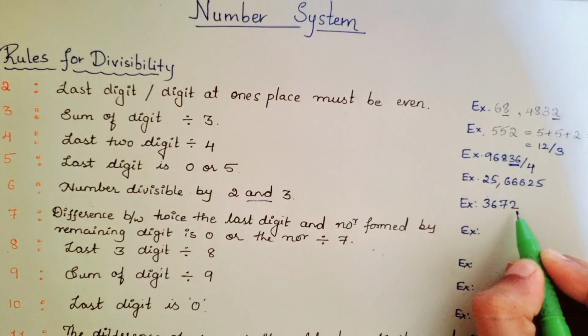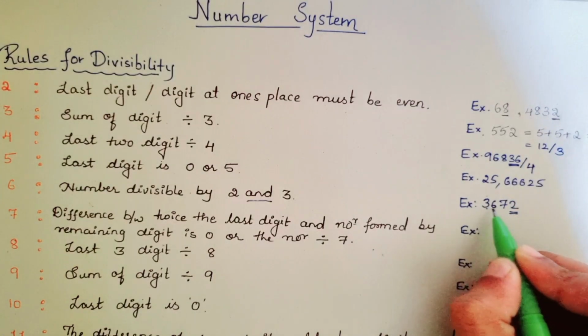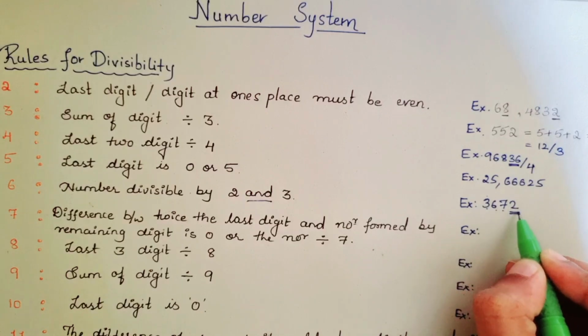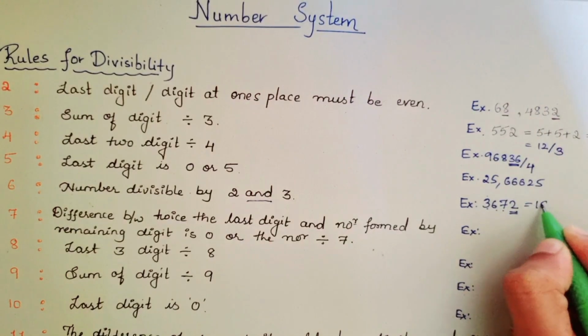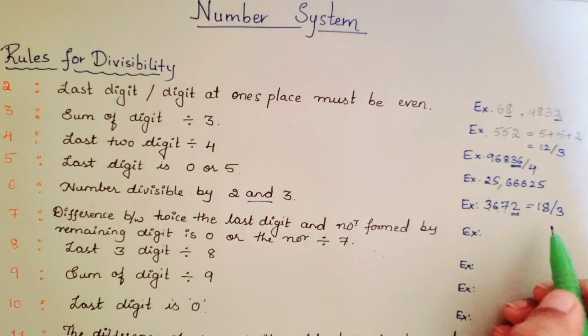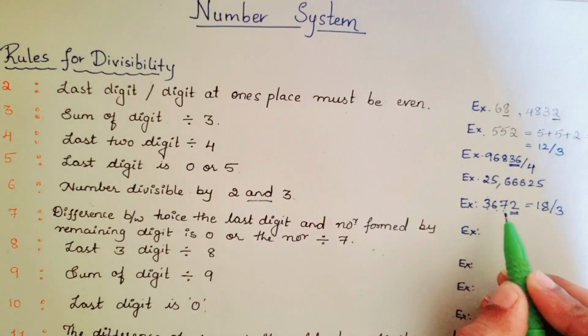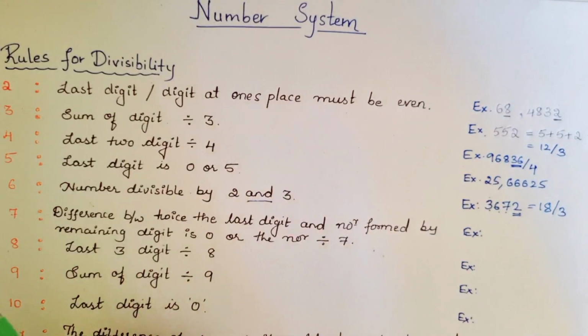3672. The last number is 2, so it is definitely divisible by 2. To check whether it is divisible by 3, we need to add all the digits. So 3 plus 6 plus 7 plus 2. It is 18. So 18 is a perfect multiple of 3. Then we can say 3672 is divisible by 6.